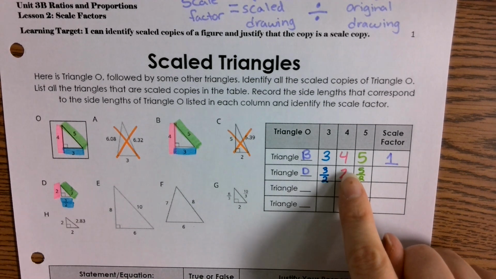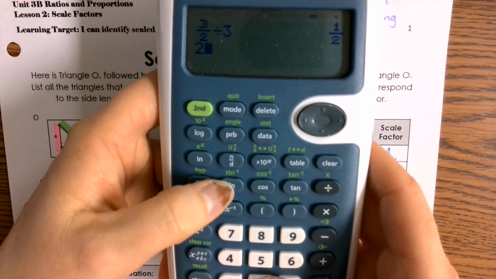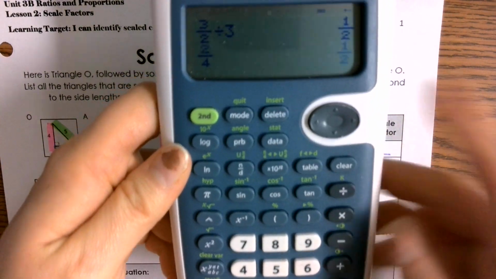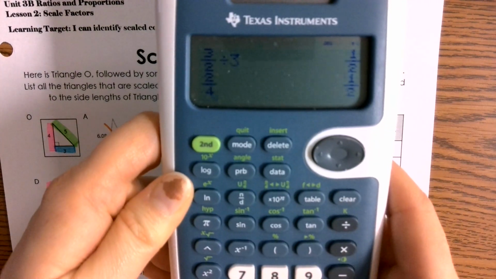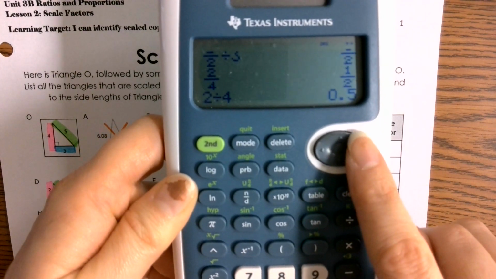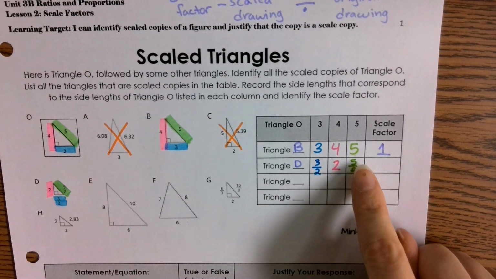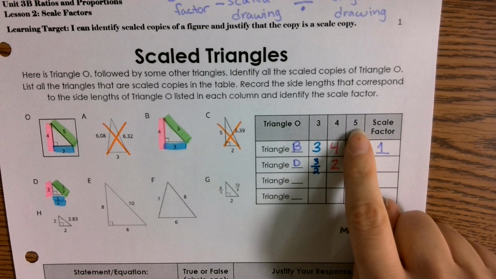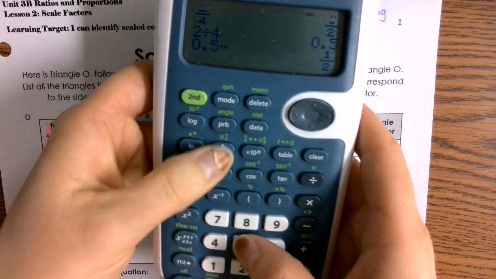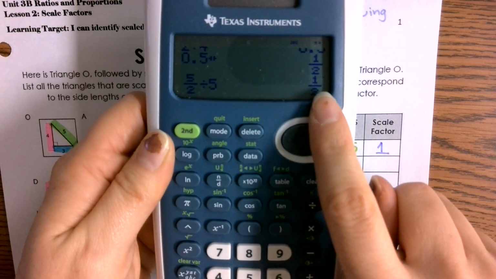Okay, so now we're going to do the same thing here. We're going to take 2, and we're going to divide it by what? 4. So I'm going to do 2 divided by 4, and that comes out to 1/2, or 0.5. If you did 2 divided by 4, you'd get 0.5, but as a fraction, it's 1/2. Then I'm going to do the same thing here. I'm going to take 5/2, and I'm going to divide it by what? What was the original? 5. So we're going to take 5/2 and divide it by 5, and we get 1/2.